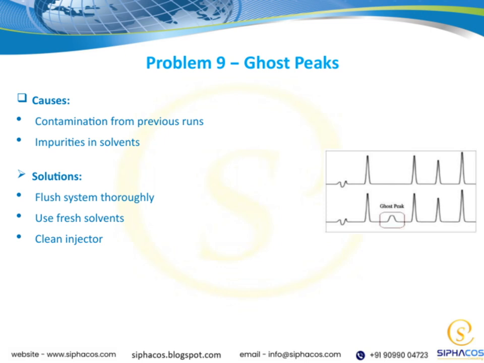To address these issues, there are some practical solutions. First, always flush the system thoroughly between runs to remove any residual contaminants. Using fresh solvents each time is also crucial, as it minimizes the risk of introducing impurities. Lastly, don't forget to clean the injector regularly. A clean injector ensures that no leftover residues cause ghost peaks, helping maintain the integrity of your analysis. By following these steps, we can effectively reduce ghost peaks and improve the accuracy and reliability of our results, which ties back to our overall goal of achieving high-quality, reproducible data.